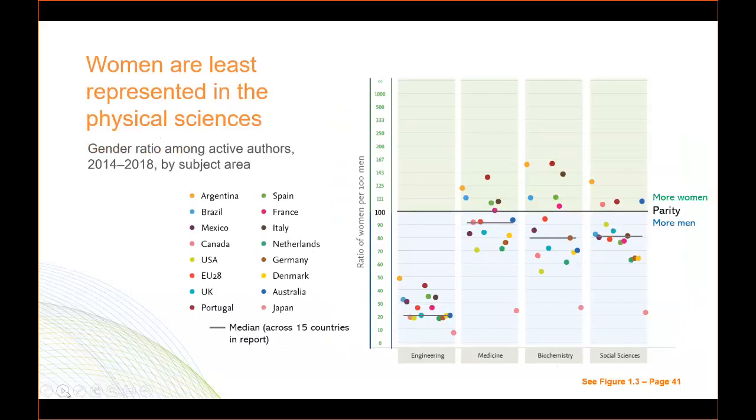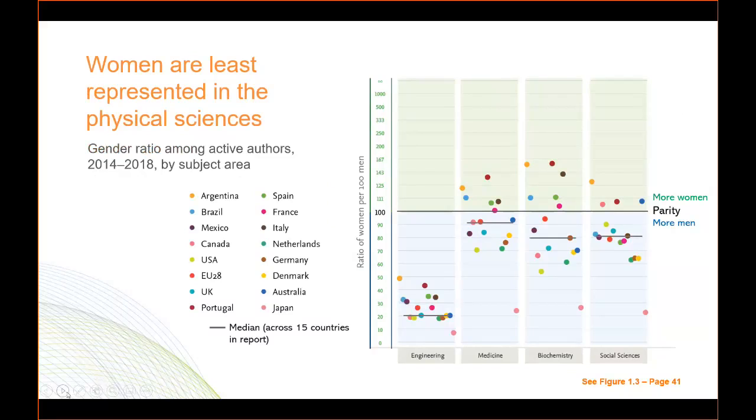These data show that women are least represented in the physical sciences and engineering, where we saw in another set of analyses that aren't shown here, the rate of participation growth is also the slowest in engineering. This is in contrast with what we saw for medicine, biochemistry, and social sciences, fields in which the gender ratios are closer to parity. This data tells us that we cannot think about all fields in the same way in which we consider interventions and policies to address the underrepresentation of women in research.